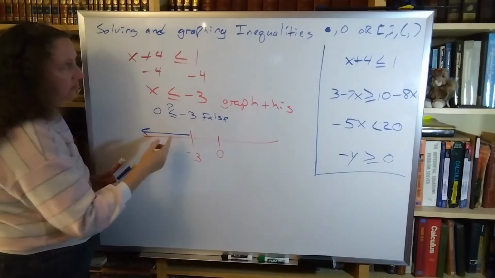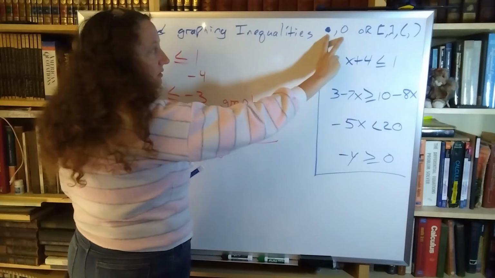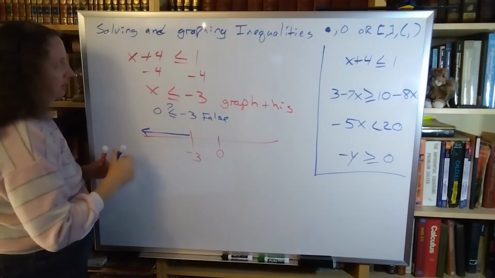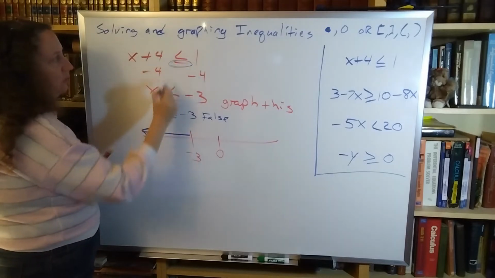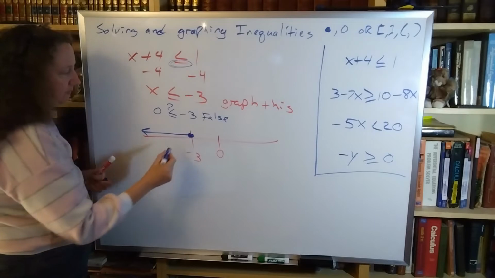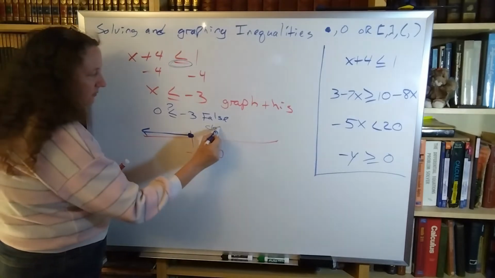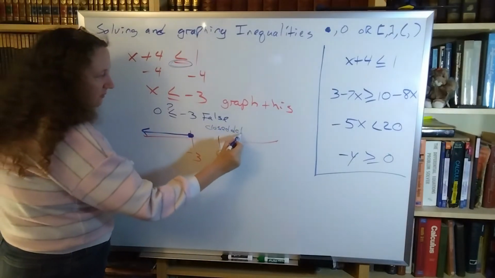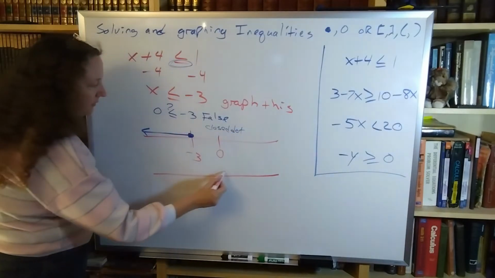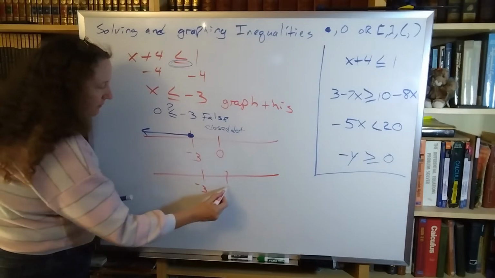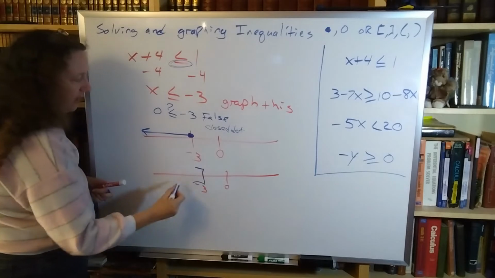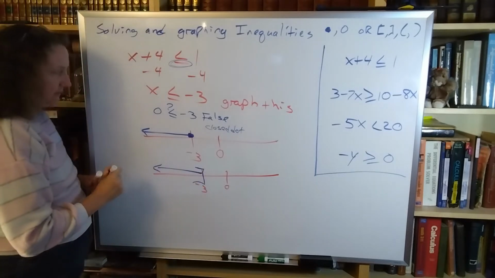Next thing I need to know is, do I want to use my dots open or closed? It has an equal to part on it. From the very beginning, I see that equal to part on it. So if I use dots, I have to put in a closed dot. If I use parentheses versus brackets, I have my 0, I have my negative 3. I will put in my square bracket and my line going to infinity.